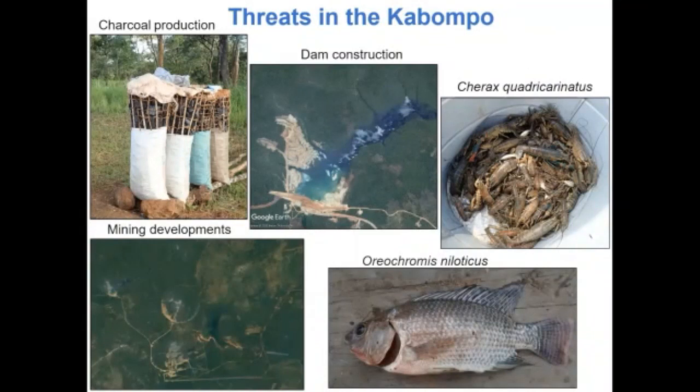However, the integrity of the Kabompo River system is under threat from various sources. These include deforestation for practices such as charcoal production, from large-scale mining operations, large dam projects for hydropower, as well as non-native species such as Nile tilapia and Australian red-claw crayfish.